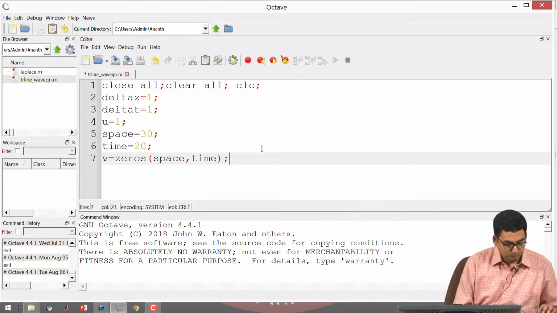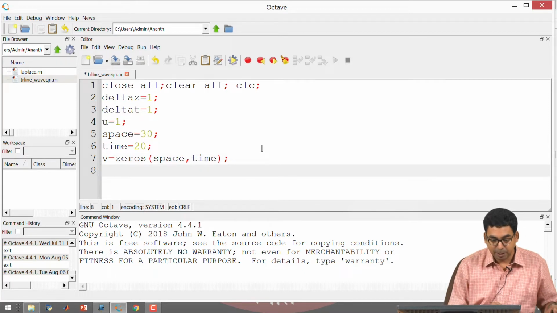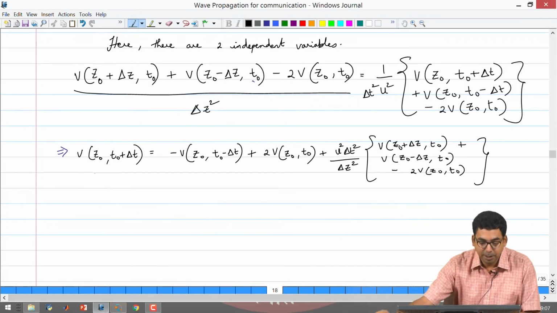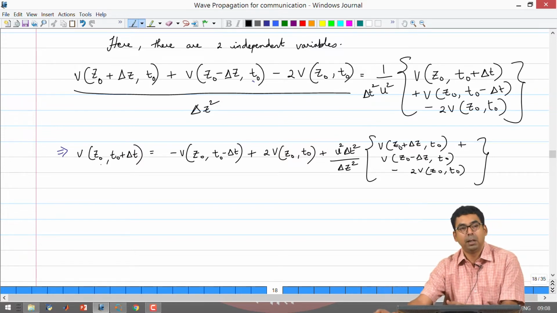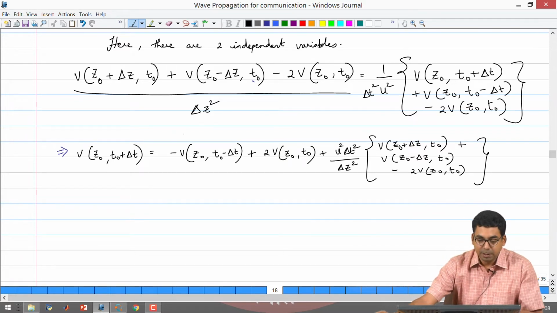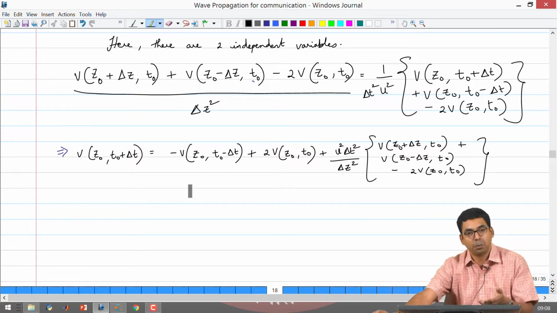Now I will go to the actual part where we need to write down the solution. If we look at the expression that we have here, we will need to start at some instant of time and continue to evaluate, with respect to the current instant of time, the value of the voltage at the next instant of time. So we have to start with the values on the right hand side here. Initially your T naught is going to be 0, then you are going to have some delta T which is 1 in our program.